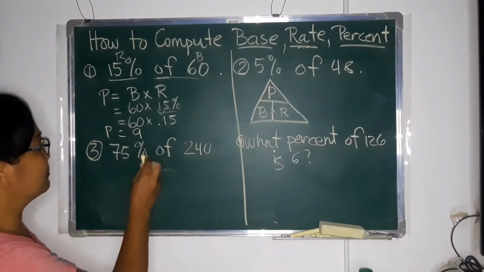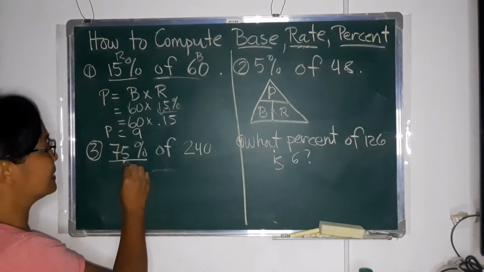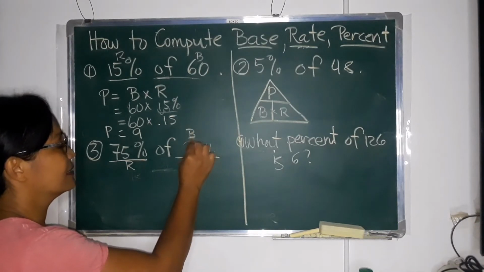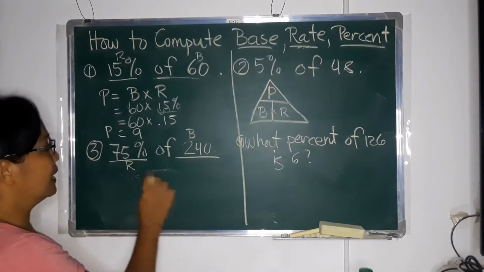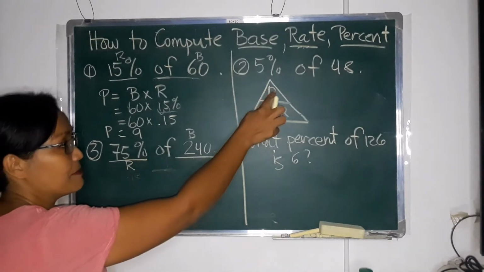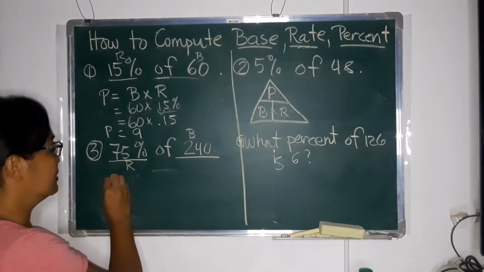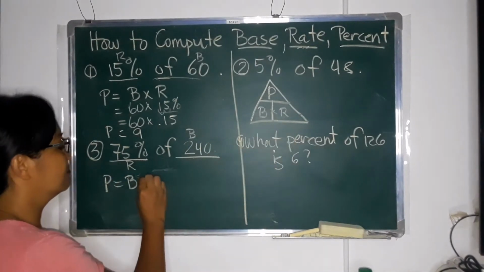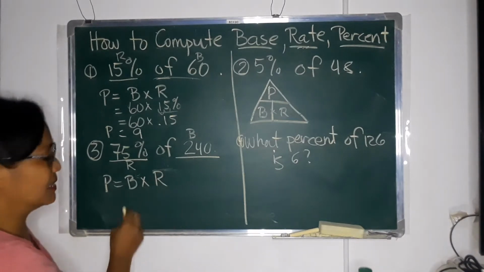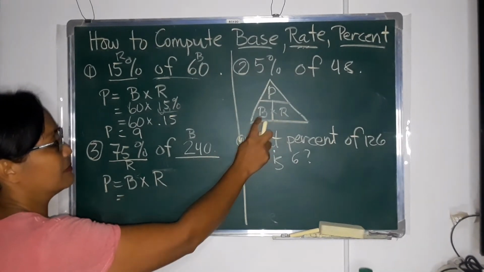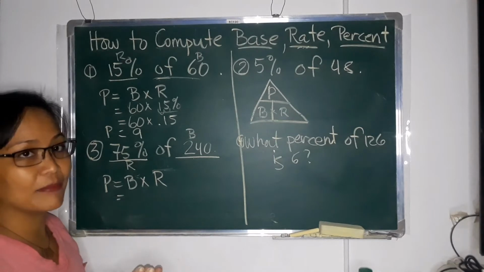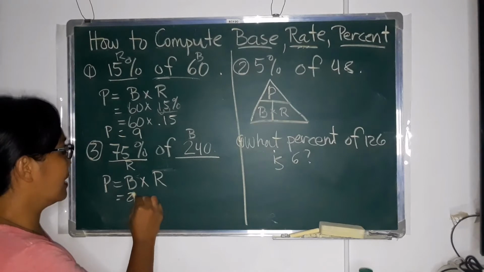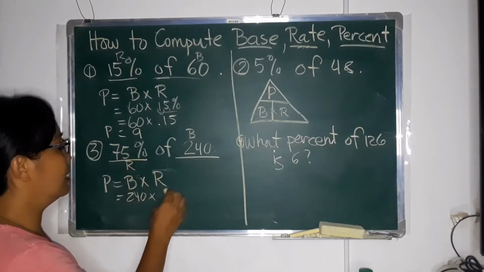In number 3 example, of course, the same. We have the percent sign, rate, and after the word "of" is the base. So, we can write now, ang nawawala ay ang P. Pareho lang dito. P is equal to base times R. Kung magkatabi yung letter, ibig sabihin, ang operation na gagamitin ay multiplication. So, B natin ay si 240 multiplied by R, which is 75%.